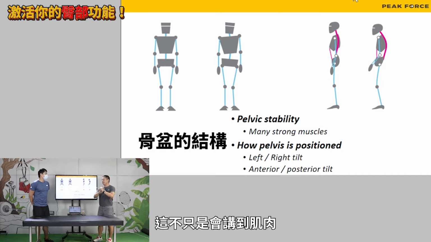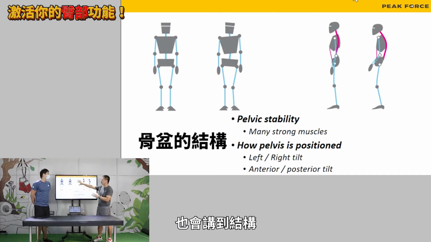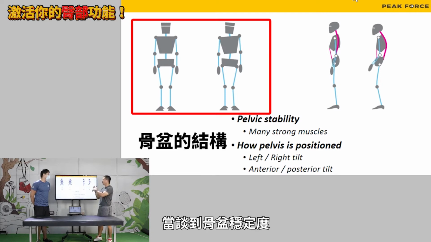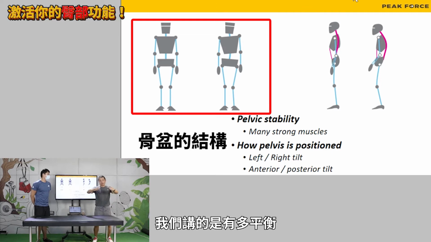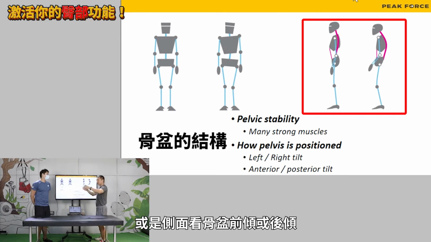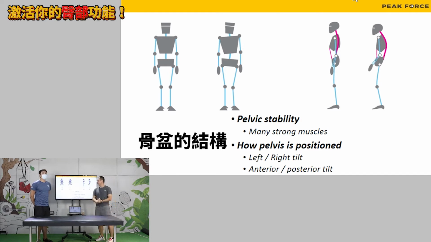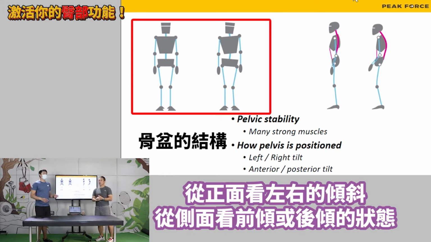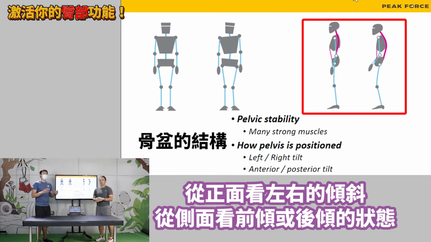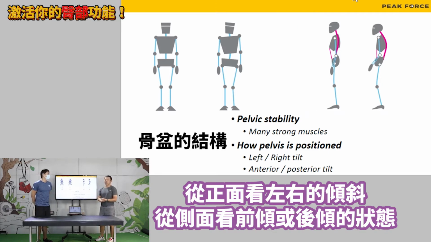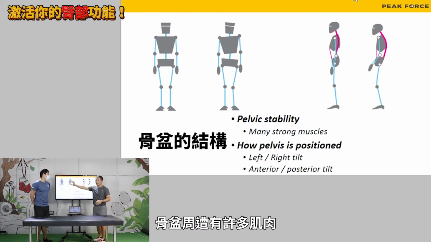Okay, so let's go to the pelvis. Now it's not just about the muscles, now it's about the structure. When you talk about pelvic stability, we're talking about how equal your pelvis position is, whether you're looking from the left and right, or from the side view of anterior or posterior tilt.